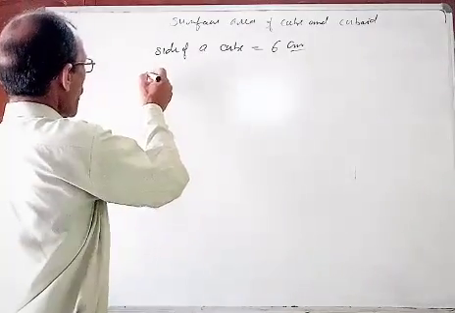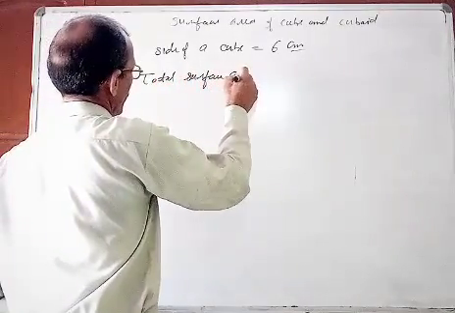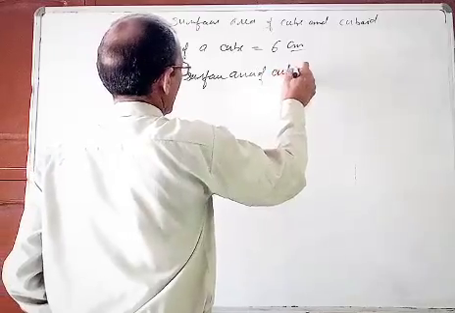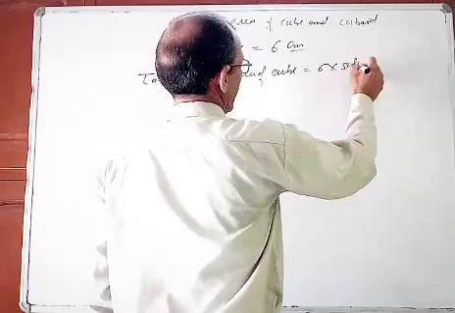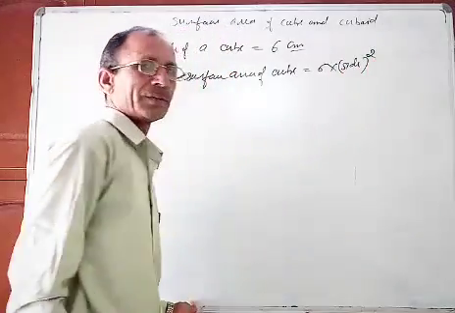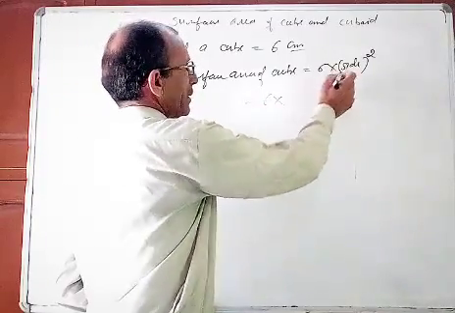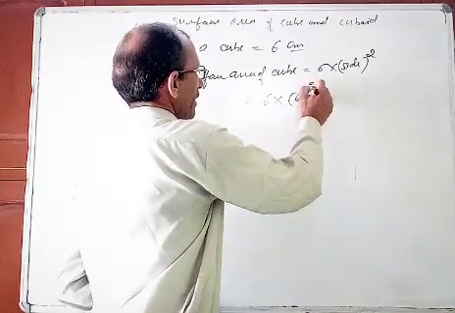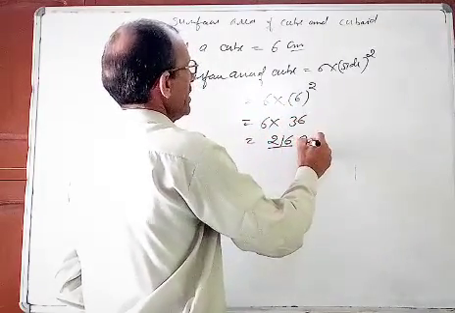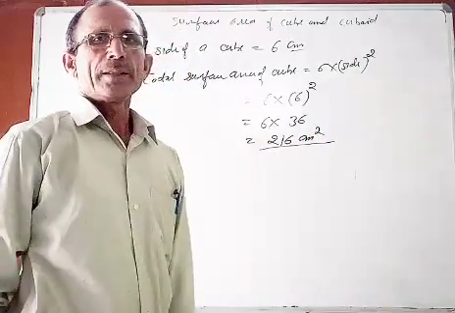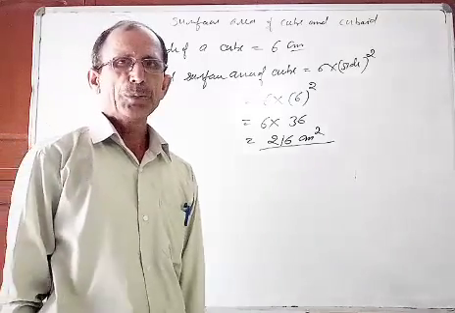So total surface area of a cube is 6 into side square. 6 into side square. The side is 6, so 6 square. 6 multiplied by 36, so 216 square centimeter. This is the total surface area of a cube.